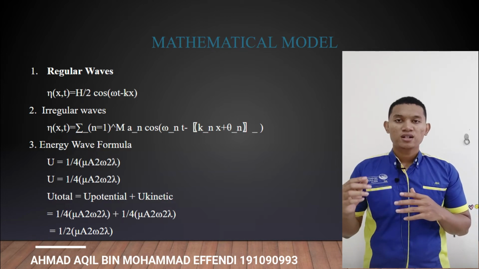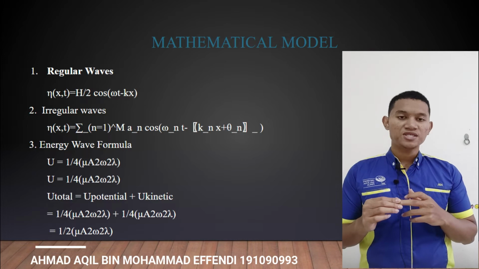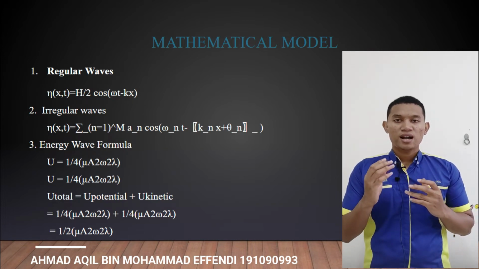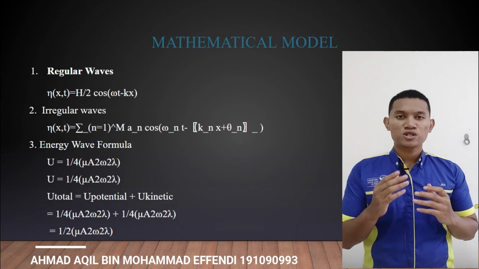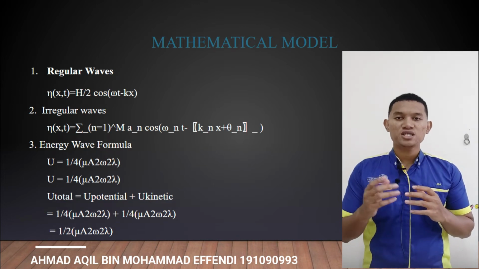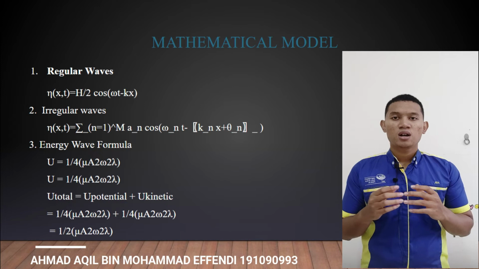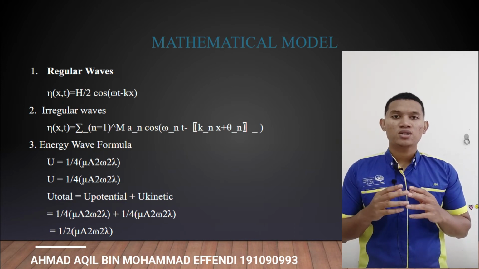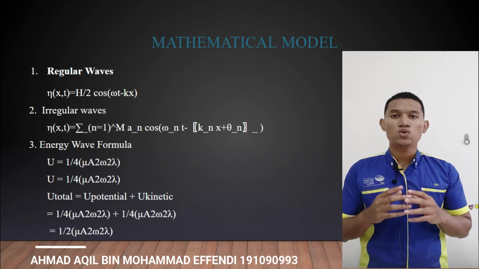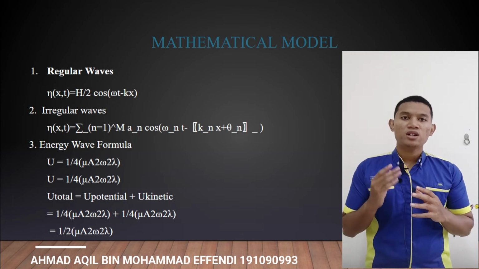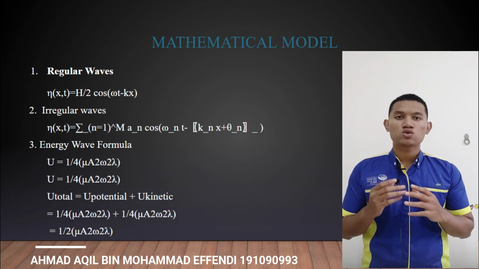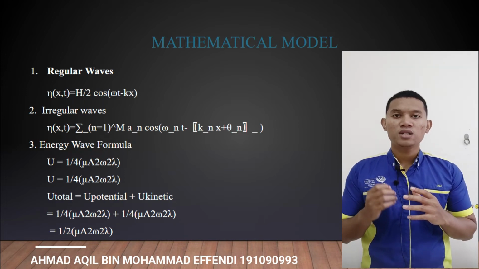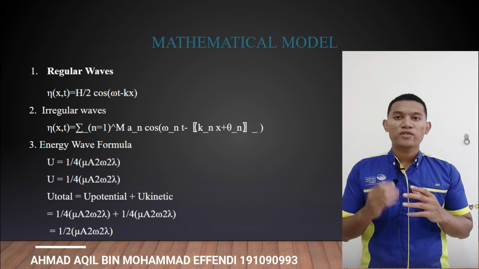Thus, the regular wave surface elevation can be expressed as a sinusoidal function, η(x,t) equals H/2 cos(ωt minus kx), where H/2 is the wave amplitude, ω is the angular frequency, and k equals 2π over λ is the wave number, with λ the wavelength.